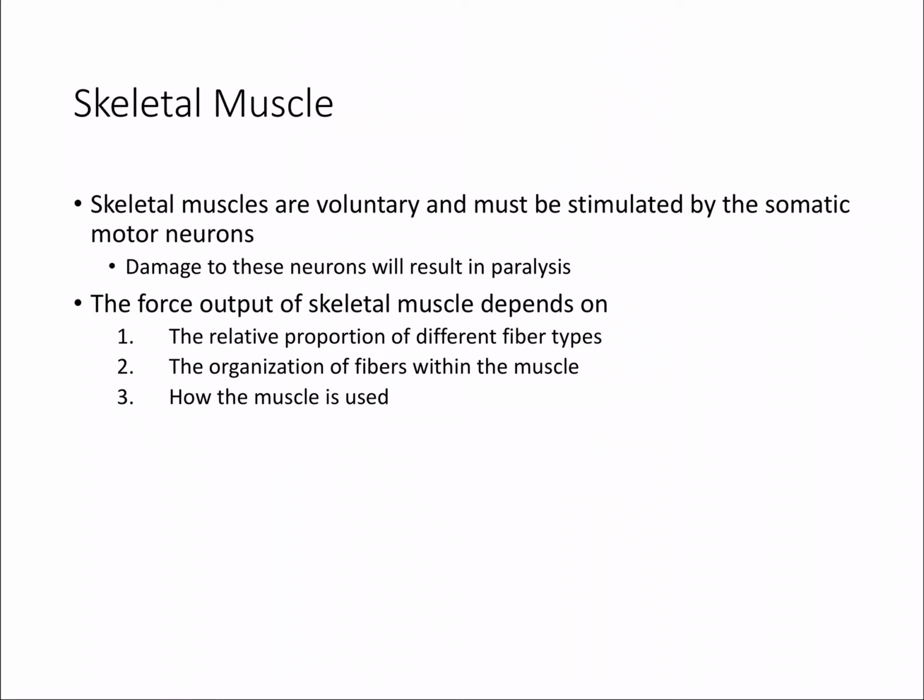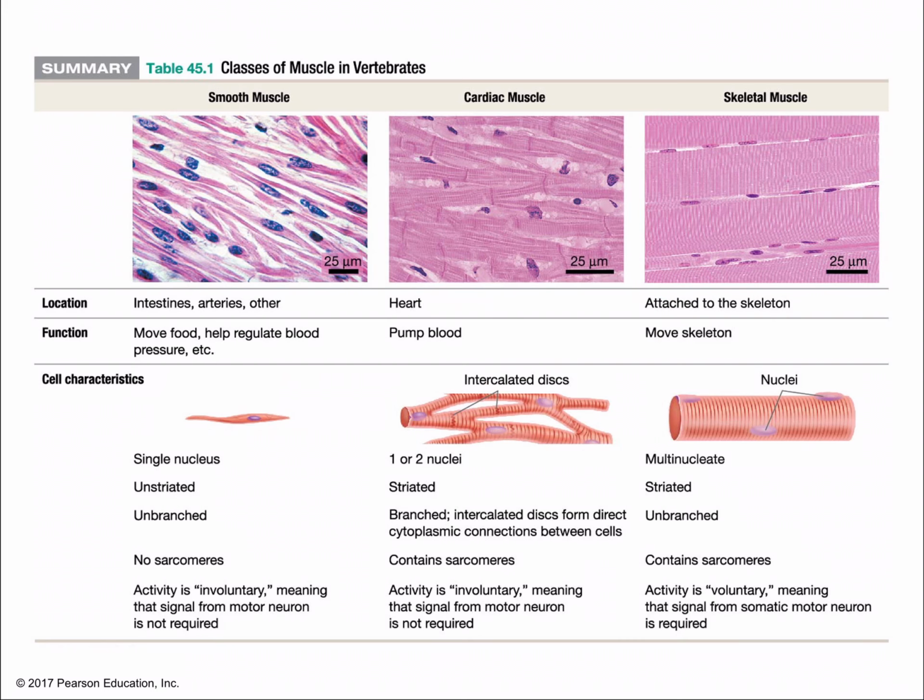The force of the output of skeletal muscle depends on three things: the proportion of the different muscle fiber types, so how many there are, which we're going to see, how those muscle fibers are arranged, and how the muscle is used. When we see muscle fiber, that term is just another name for a muscle cell, so we use them interchangeably with muscles.